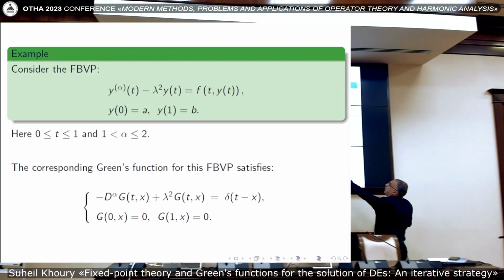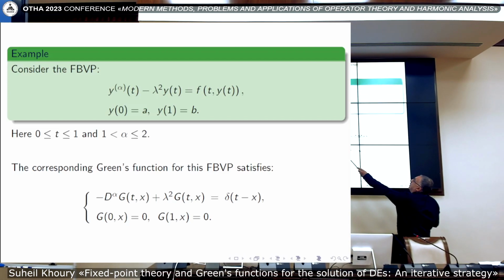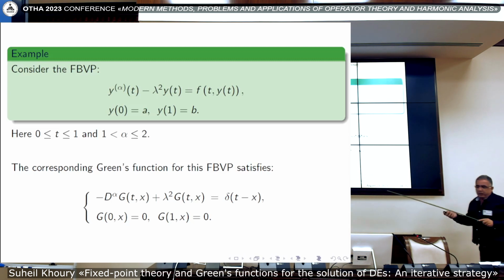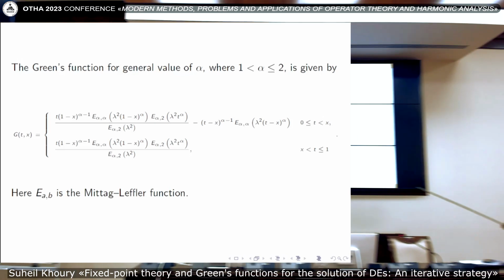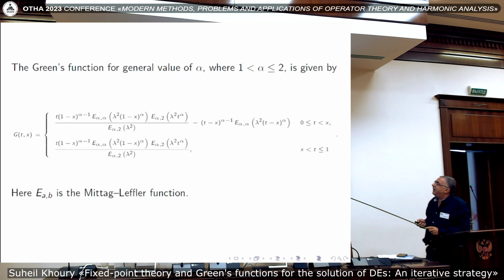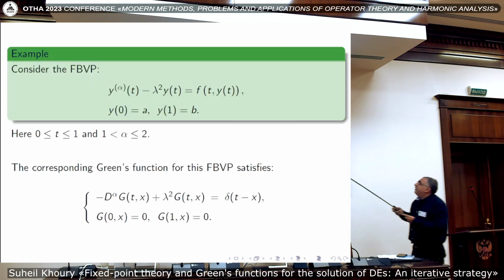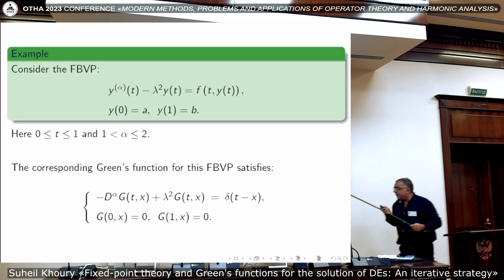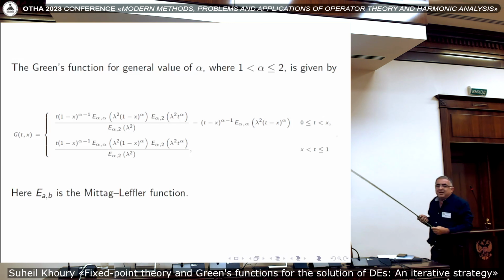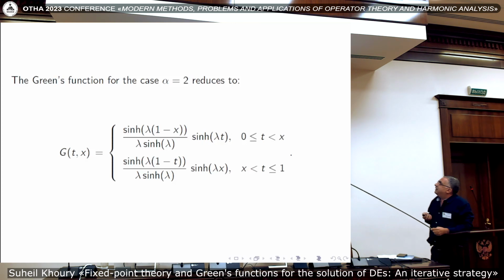Another problem: if you have y^alpha minus lambda squared y, with this boundary condition, for the Green's function in this case you can also apply the Laplace transform. Here is the Green's function for this case. It looks very complicated, and E_{a,b} is the Mittag-Leffler function. Maybe I went too quickly on the boundary value problem. I just added this term, minus lambda y of t, so the Green's function looks very complicated now. The funny thing is, one of my students did it for alpha equals 2, and the Mittag-Leffler function reduced to the hyperbolic sine function.